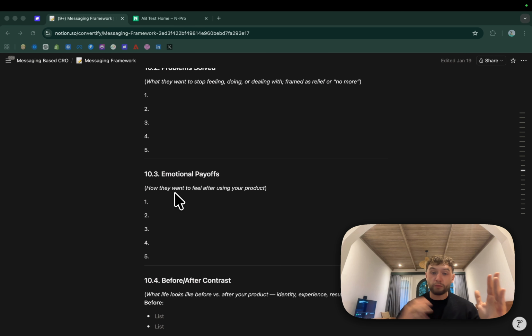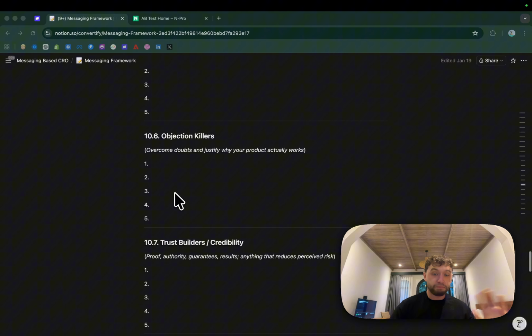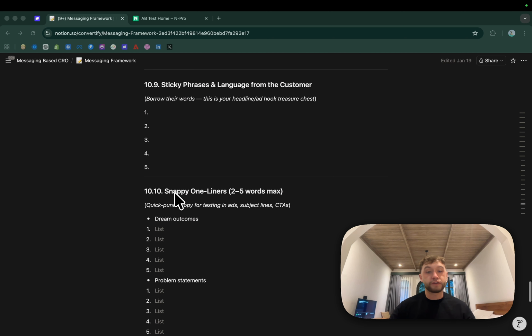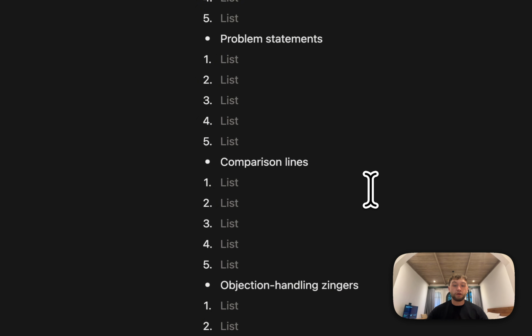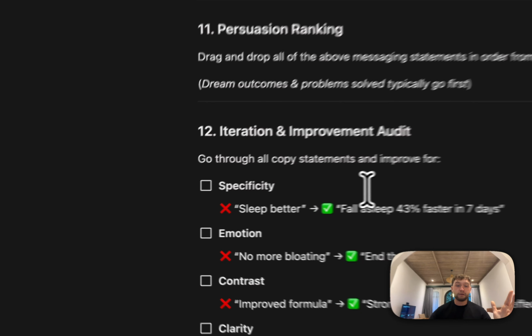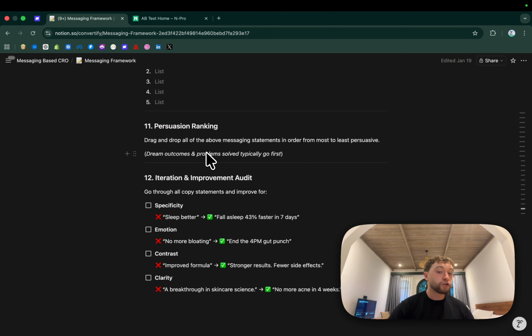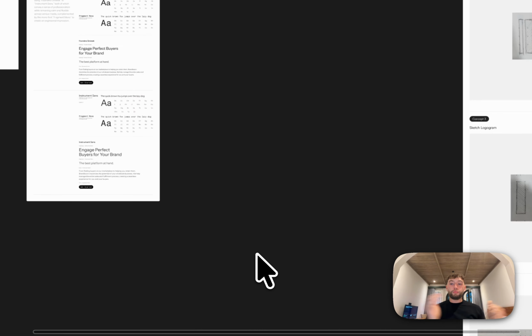I won't get into all of this, but then we're pretty much just further refining all of the different pieces of copy that we have until we're left with something like this. Snappy one-liners. You should spend a lot of time on doing this. Rank them by persuasion. Make sure you get your messaging correct, because this is the most important part.